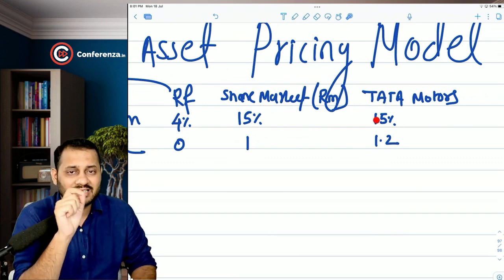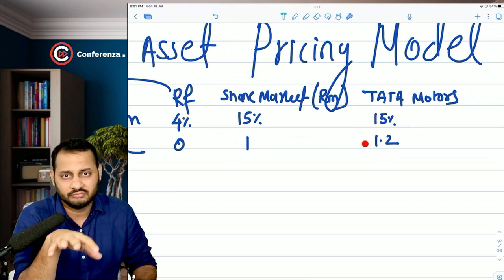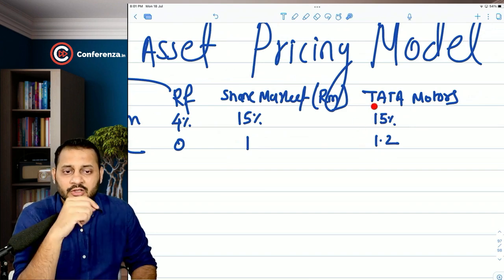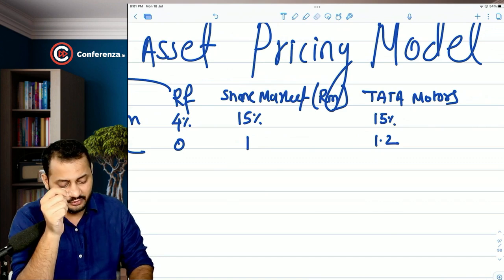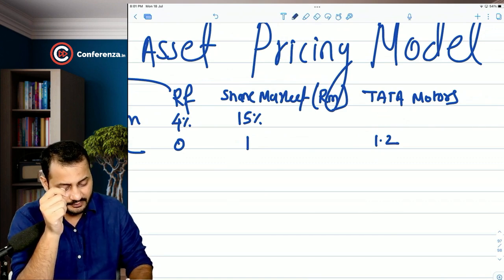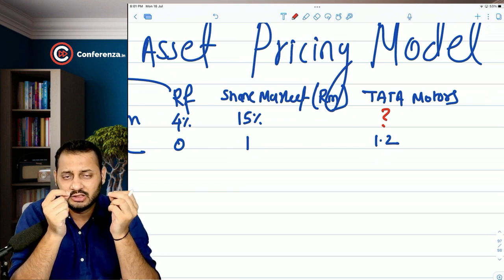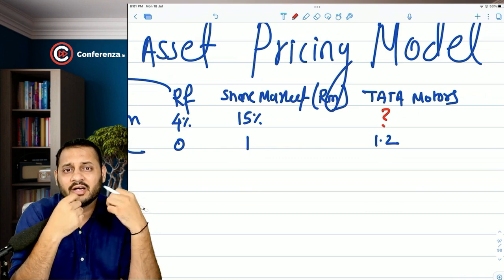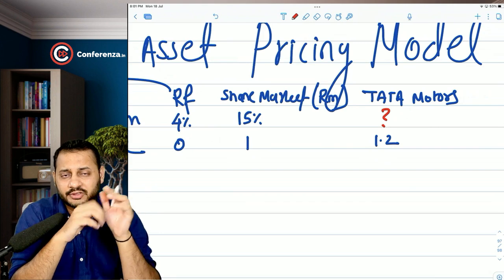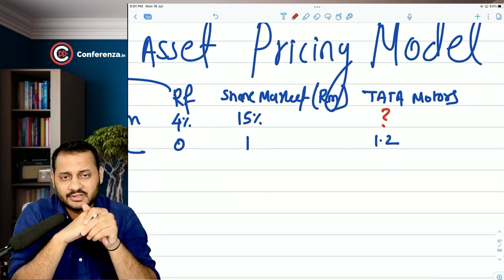So the return has to be increased, because the risk is fixed at 1.2. So return should be increased. My question is, what should be the return here? That is what the capital asset pricing model is. The capital asset pricing model will give you a logical formula to calculate the required return in Tata Motors shares. And what is that? It's very simple, sir.